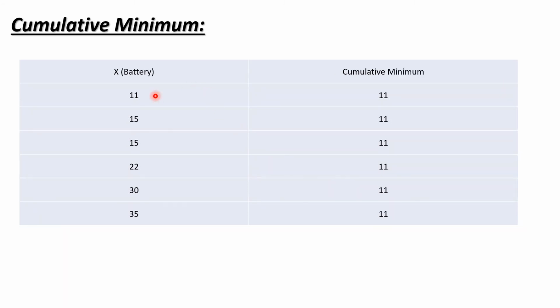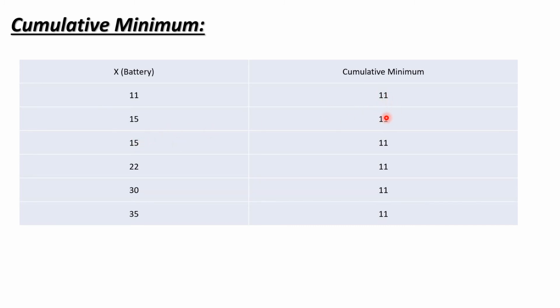Now we'll see the cumulative minimum. So here we have the same data points, right? Cumulative minimum, this 11 as it is. Now we need to check the cumulative minimum from here, between these 2 points, 15 and 11. Which one is the minimum? That is 11. That's why we put 11.